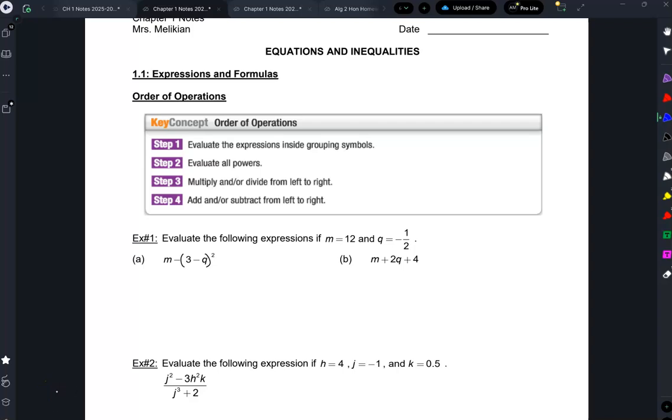We're going to start off in 1.1 with order of operations. I know you've all seen order of operations before, because I actually just an hour ago taught it to my Algebra 1 class, right? So you should have also seen it at that point.